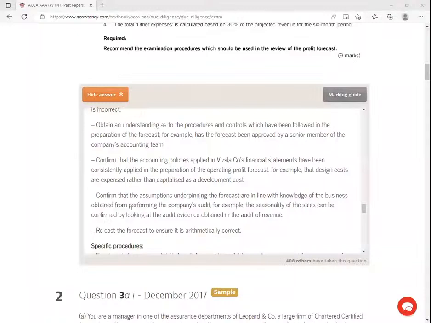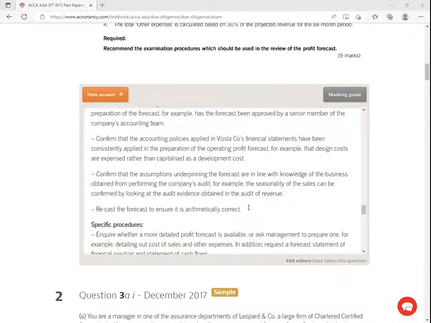Great. Confirm that the assumptions underpinning the forecast are in line with the knowledge of the business obtained from performing the company's audit. For example, the seasonality of the sales can be confirmed by looking at the audit evidence obtained in the audit of revenue. Recast. Recast means what here? Recalculate the forecasted figures to ensure that they are arithmetically correct.